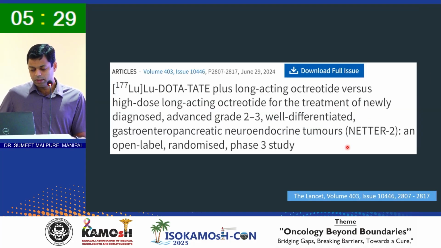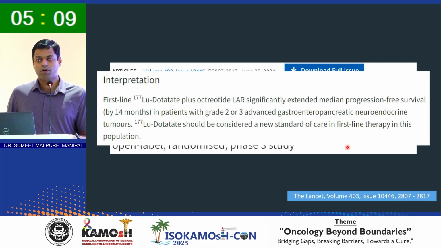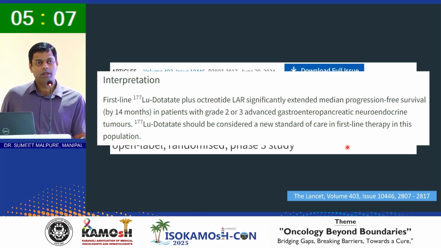This was a phase 3 study, the NETTER-2 trial. NETTER-1 was in grade 1 and grade 2 midgut tumors. This was in neuroendocrine tumors of any origin, even in advanced grade 2 and grade 3 disease, where they saw that lutetium dotatate plus octreotide was beneficial. If it is octreotide alone treatment, it was the higher dose of 60 milligrams. If it is a combination therapy, that is lutetium plus octreotide, it is 30 milligrams.